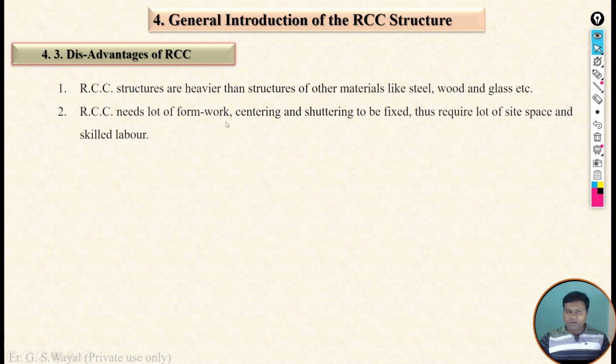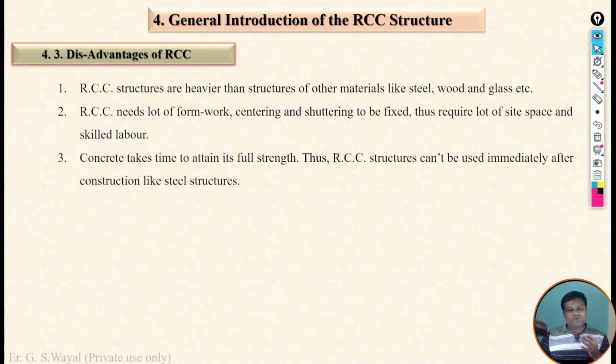RCC needs a lot of formwork, definitely centering and shuttering to be fixed, thus requiring a lot of site space and skilled labor. When we are constructing any RCC building, we require formwork, and that formwork requires maximum space for the construction, or to hold the RCC members. The RCC structure also requires skilled labor when the setting and the formwork comes into the picture.